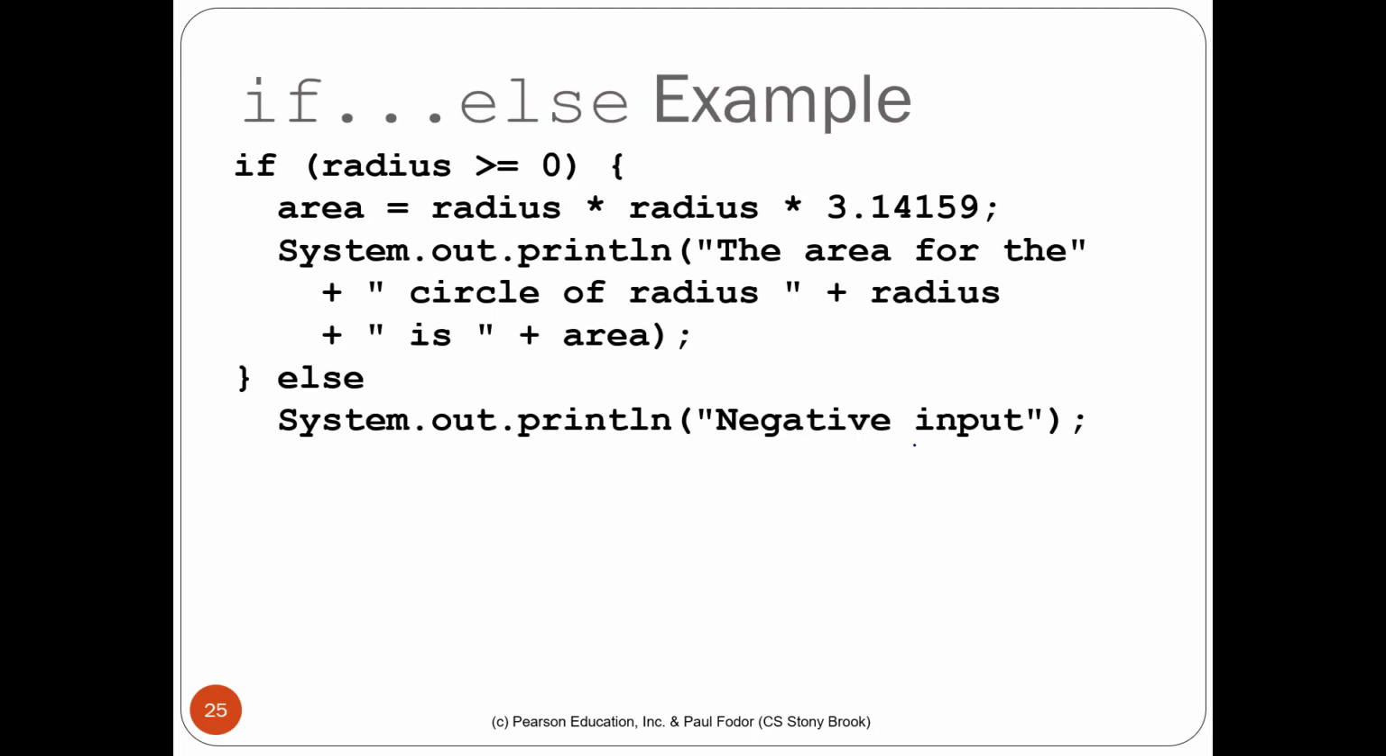So you can see, in the previous case, we did not say anything when the radius was negative. But now we are using else, and we are saying what happens when the radius is negative.